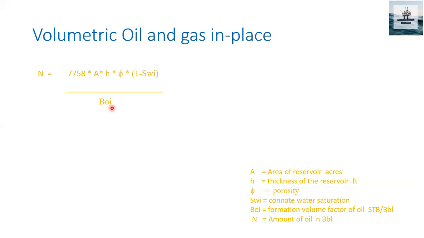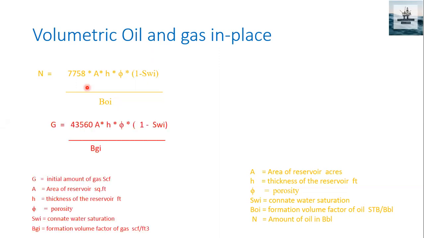So this is about the amount of oil that can be produced through the volumetric method. The formula is this: 7758 times area, the cross-sectional area of the reservoir, times thickness of the reservoir, times porosity, times saturation of reserves, or 1 minus SWI, divided by the initial formation volume factor of oil, BOI. So this is all for oil.